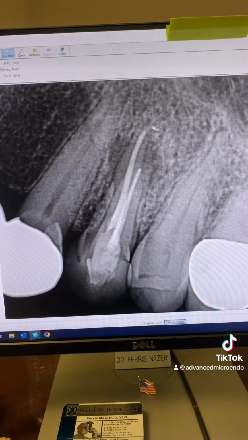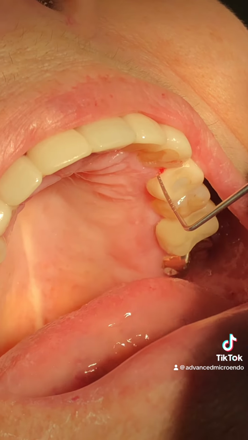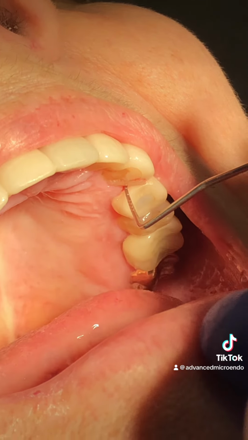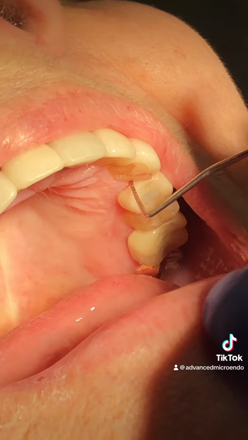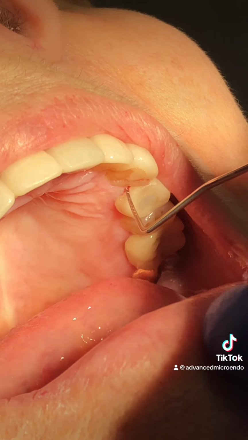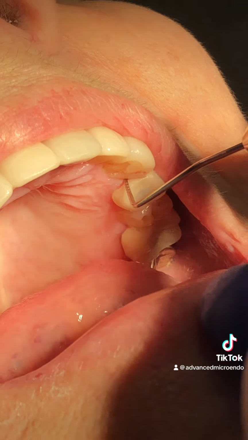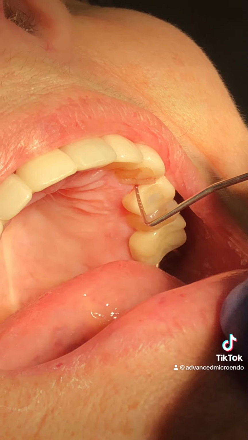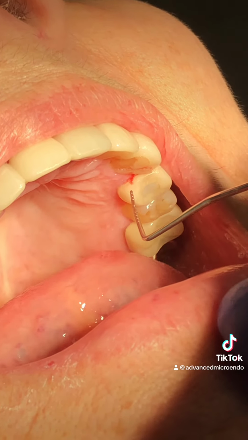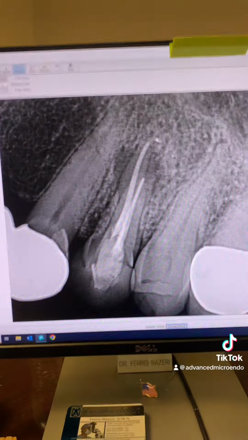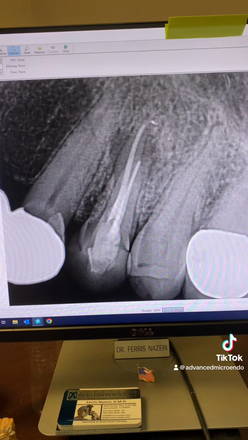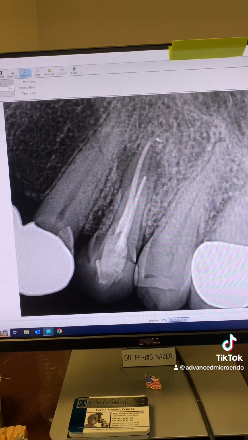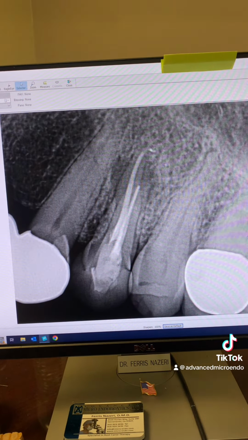Now let's go ahead and probe it. Okay. So let's see. We're getting on this side here, and I'm getting about 9 millimeters here now. There it goes. You can go even deeper, but I'm not going to push it. There you go. 9 millimeters. Thank you. All right, so you saw the probing and the probing depth, and now we can make a good diagnosis.